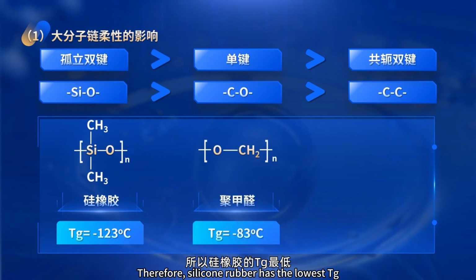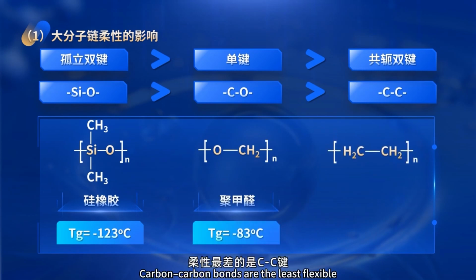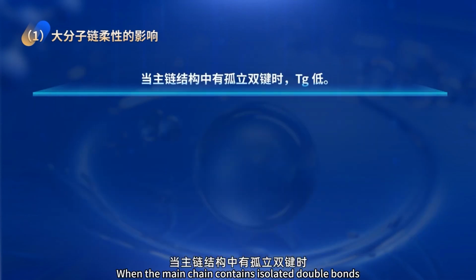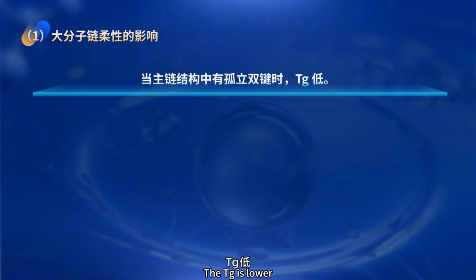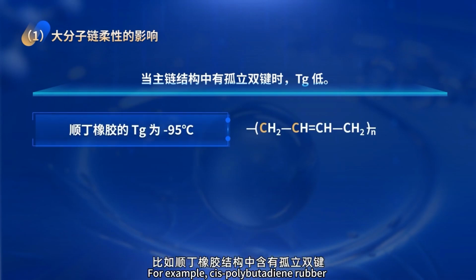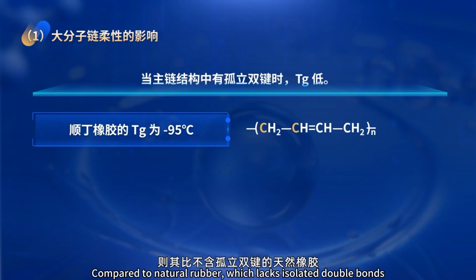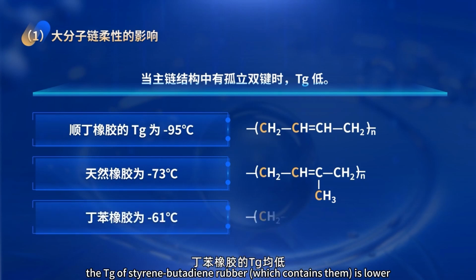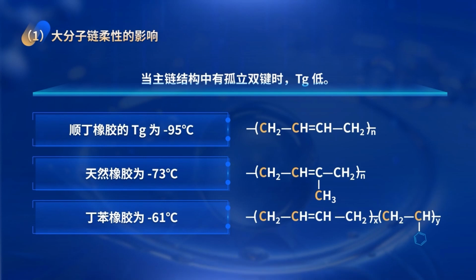Therefore, silicone rubber has the lowest Tg. Carbon-carbon bonds are the least flexible. Therefore, polyethylene has the highest Tg. When the main chain contains isolated double bonds, the Tg is lower. For example, cis-polybutadiene rubber contains isolated double bonds in its structure. Compared to natural rubber, which lacks isolated double bonds, the Tg of styrene butadiene rubber, which contains them, is lower.